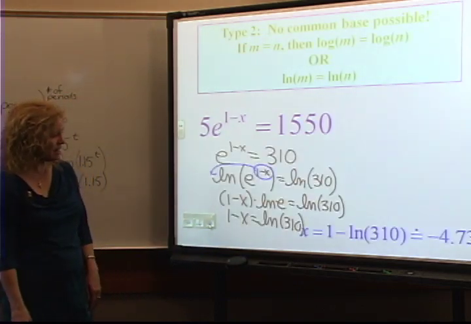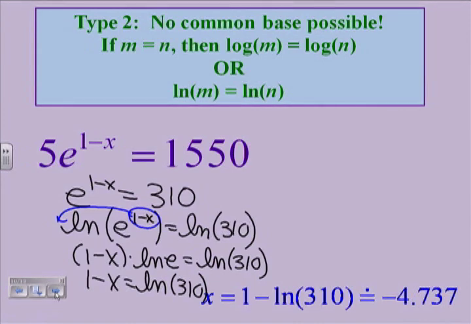I asked my calculator, and it says 1 minus natural log of 310, which is my exact answer, is approximately equal to negative 4.737. And of course, you can run that back in and see if this makes any sense in that situation.